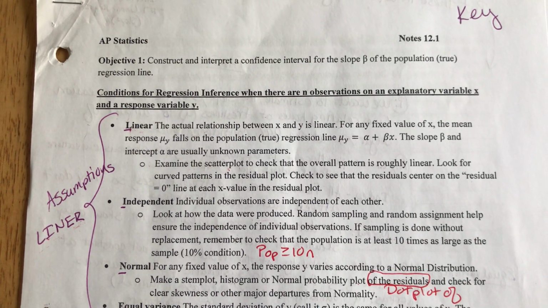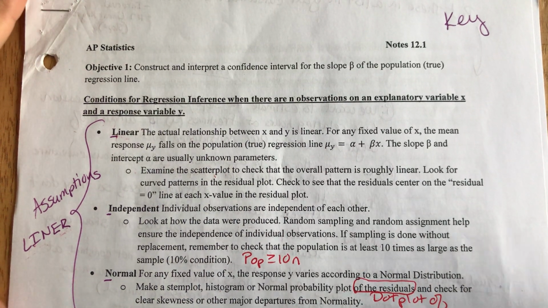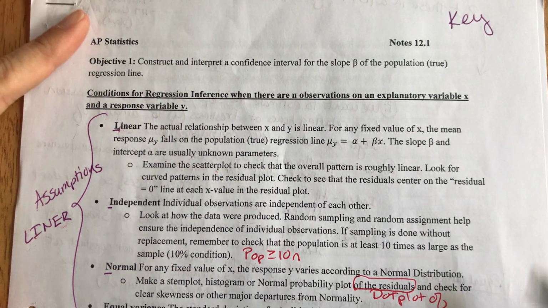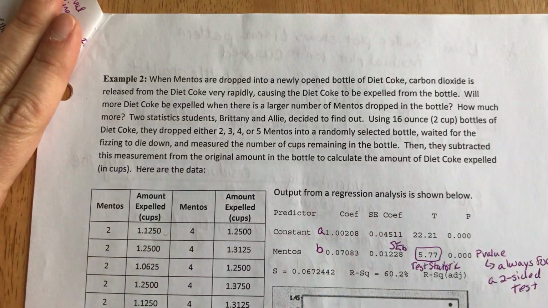All right, you guys. So today we're going to be talking about the first section of chapter 12. We did some of this in class already. So I believe we would have gotten through this first example. So I'm going to pick up on this example 2 with the Mentos.